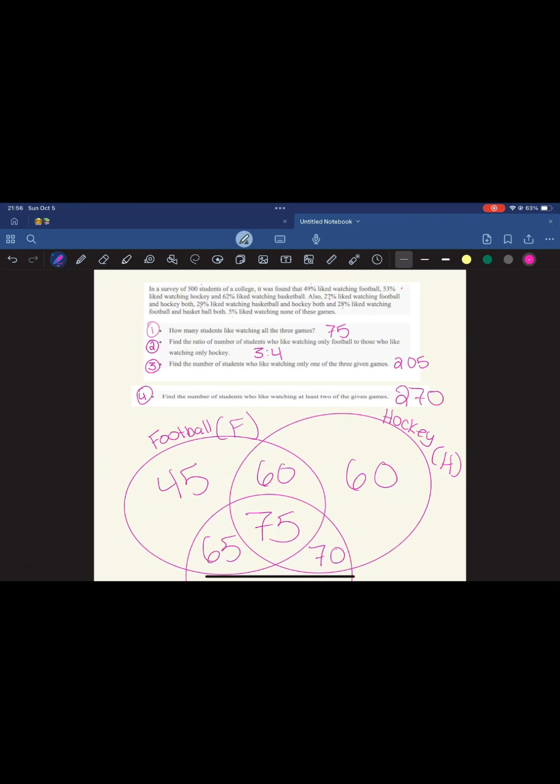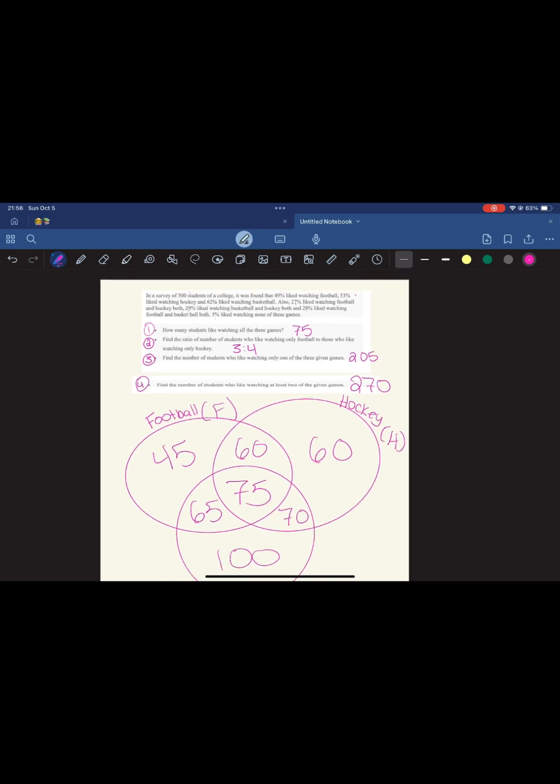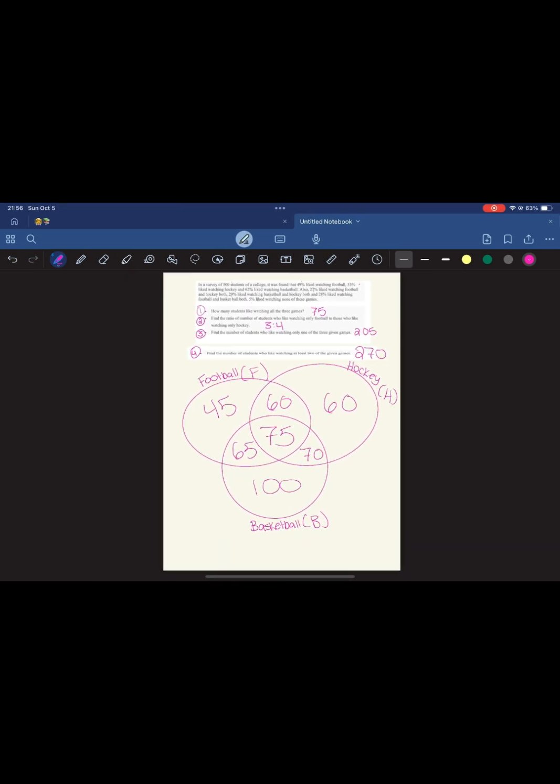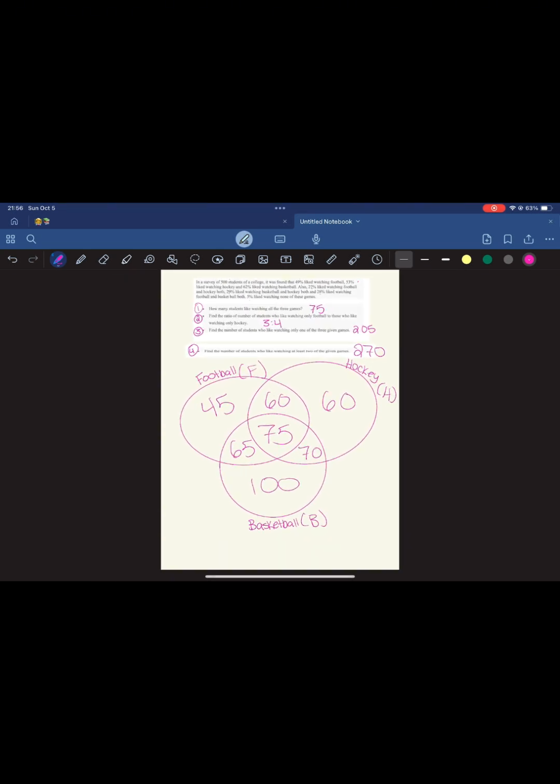And that means that the answer is 270. And this is our completed Venn diagram. And that completes our questions because now we know who likes at least two sports.